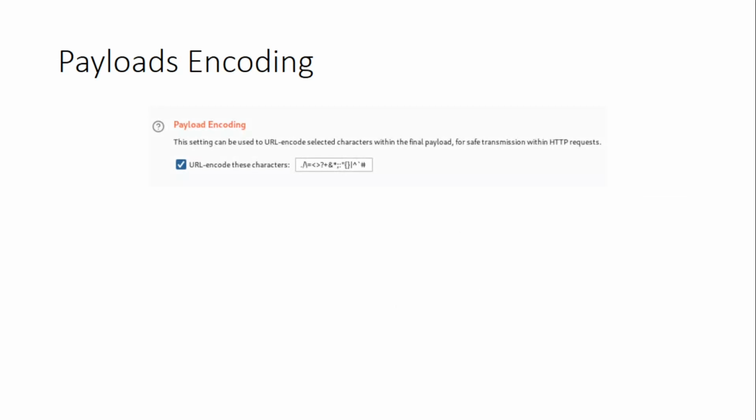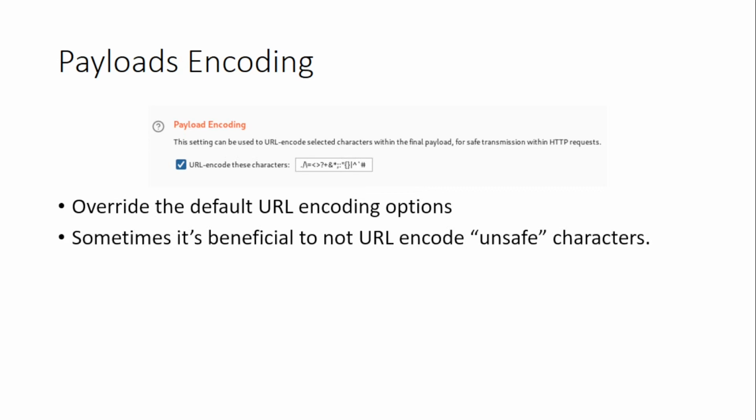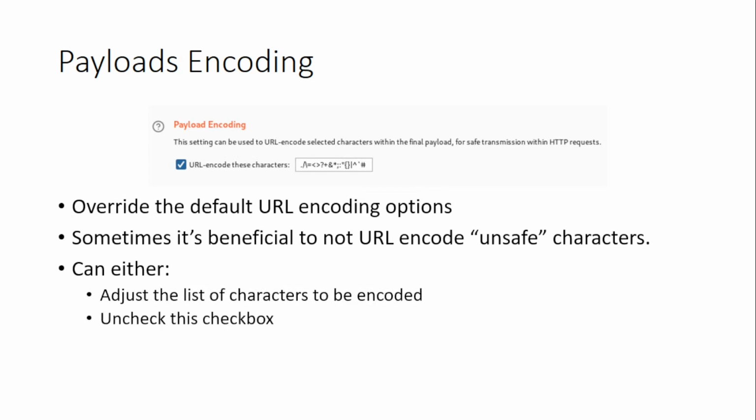So this section allows us to override the default URL encoding options that are applied automatically to allow for the safe transmission of our payload. Sometimes it's beneficial to not URL encode and save characters, which is where this section comes in. So we can either adjust the list of characters to be encoded or uncheck this checkbox.